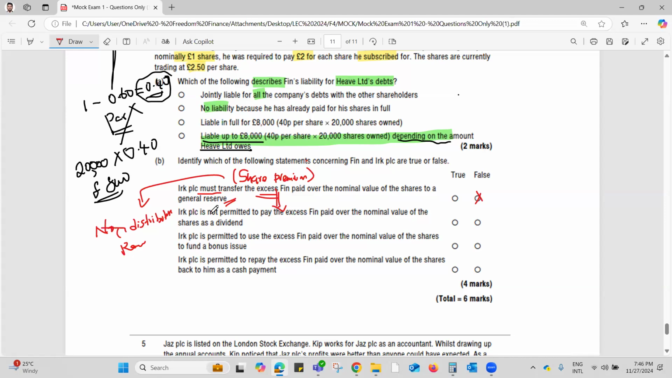But in this case, they are telling us IPLC is not permitted to pay the excess over the nominal value of the shares as dividend. That is true. They can't pay the excess. They are not permitted. If they say they are permitted, then that is wrong. That is false. They are not permitted to pay it as dividend.